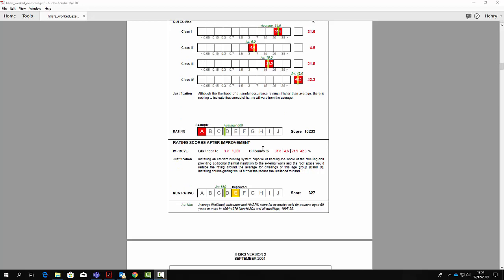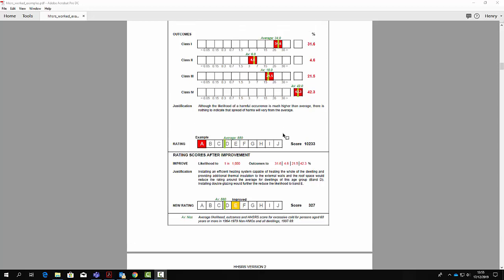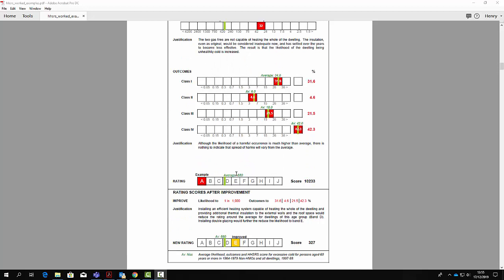So these figures are then put into a formula, which we'll go on to look at, and that says that by increasing the likelihood, we've increased the score to an A, the score of 10,233. Average property in the UK is 880. So what we're saying here is that the property in question is 1, 2, 3 hazard bandings worse than an average property in the UK.